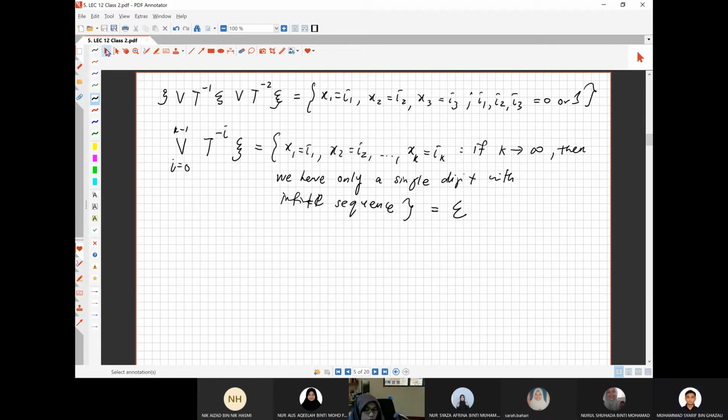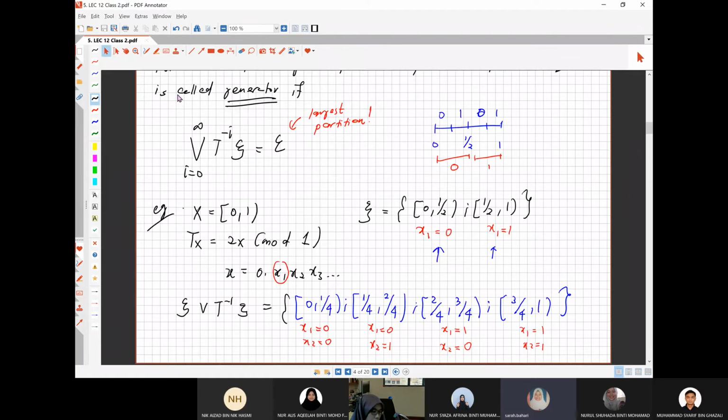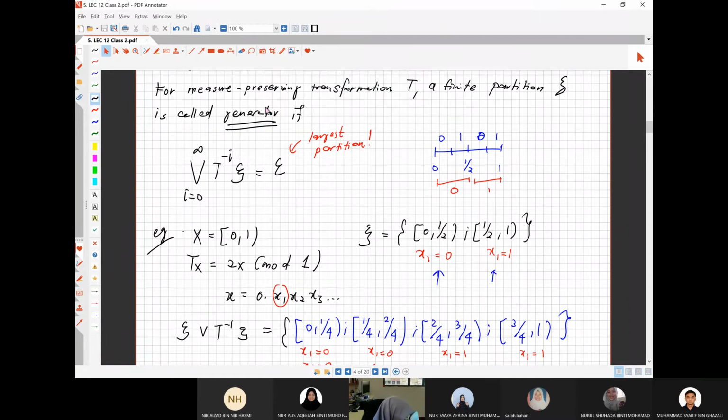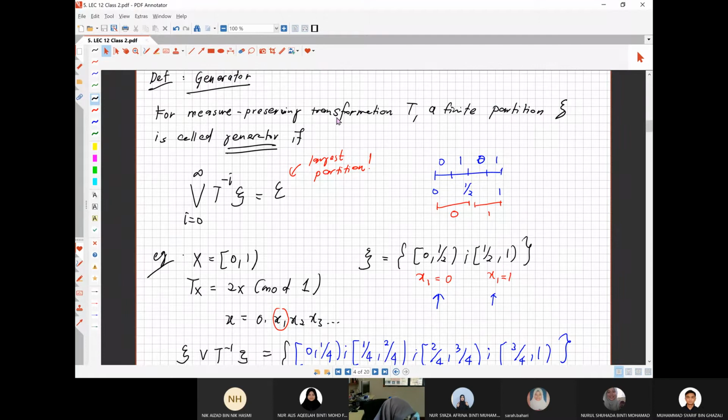Okay, let me repeat. First, the definition of generator. If we have a measure preserving transformation T, it can be anything: Bernoulli, dyadic, triadic, Baker's also can. And we have a finite partition called generator. This finite partition is called generator if the join of the infinitely many T of the partition is equal to the largest partition.